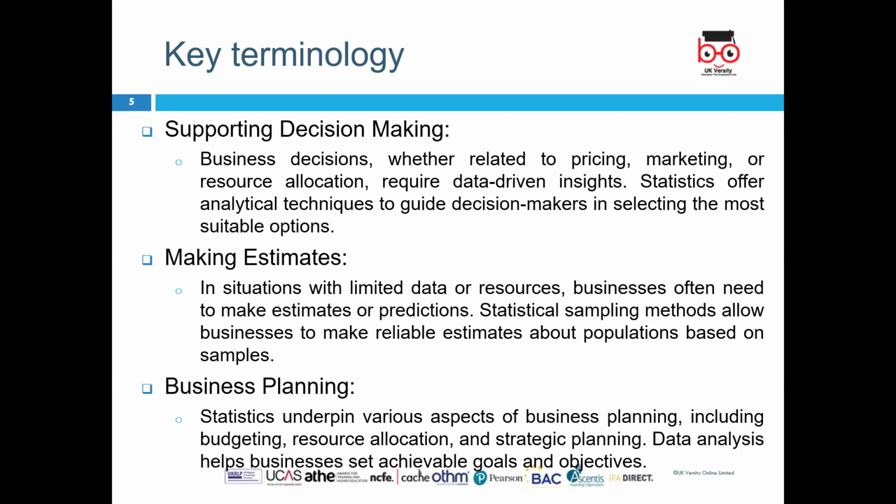And then making estimates. So in situations where there is limited data or resources, businesses need to make predictions. For example, if they are venturing into a new business, they don't have historical data. So in such a case, statistical sampling methods allow businesses to make reliable estimates about populations based on samples. So basically, what they can do is use data of other companies to estimate the demand and whether the segment is going to be profitable or not.